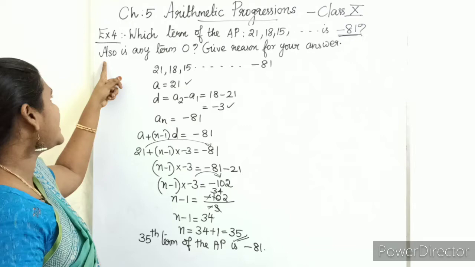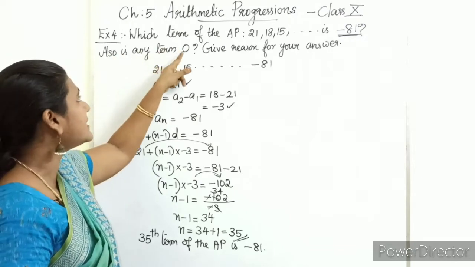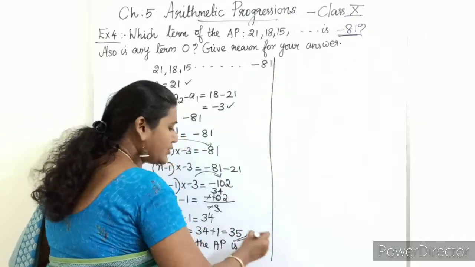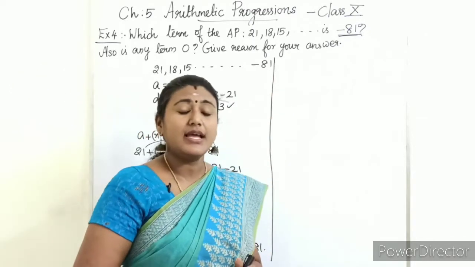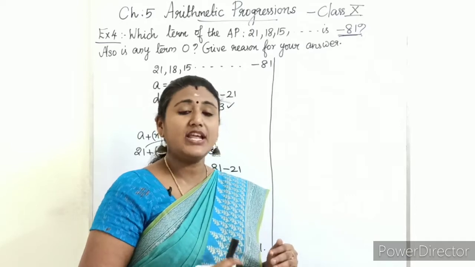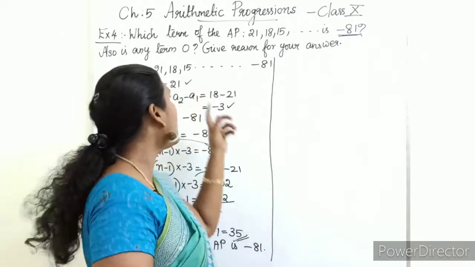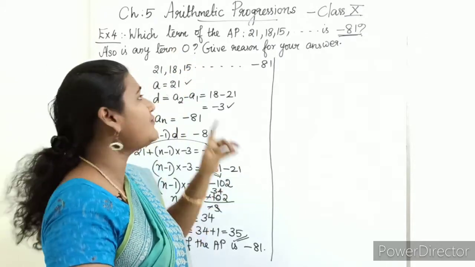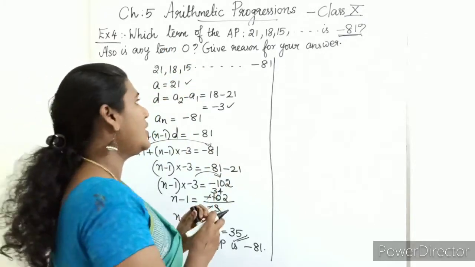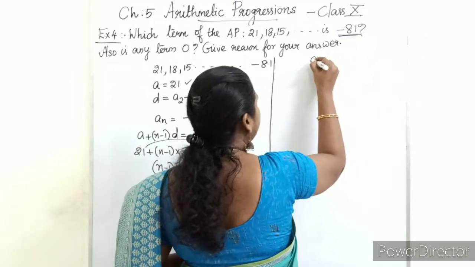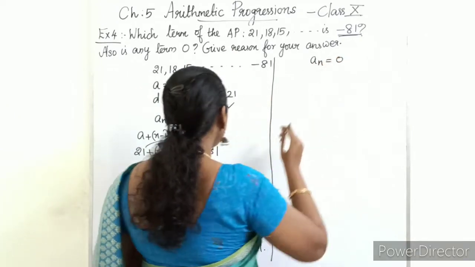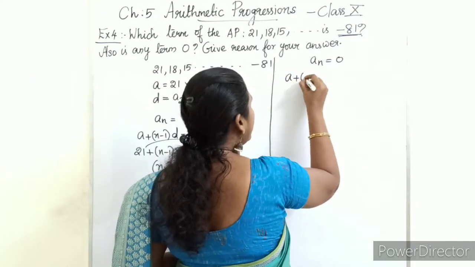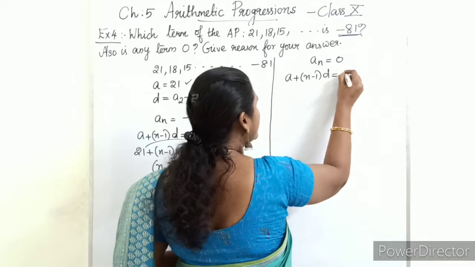Now the second question is: is any term 0? So the question is whether any term is 0. Here we want to calculate if there is any n for which a_n is equal to 0. You have to find out the value of n for which the nth term is 0. So in the second case, we will take a_n equal to 0. The same formula only we are going to use here, that is a plus (n minus 1) into d is equal to 0.